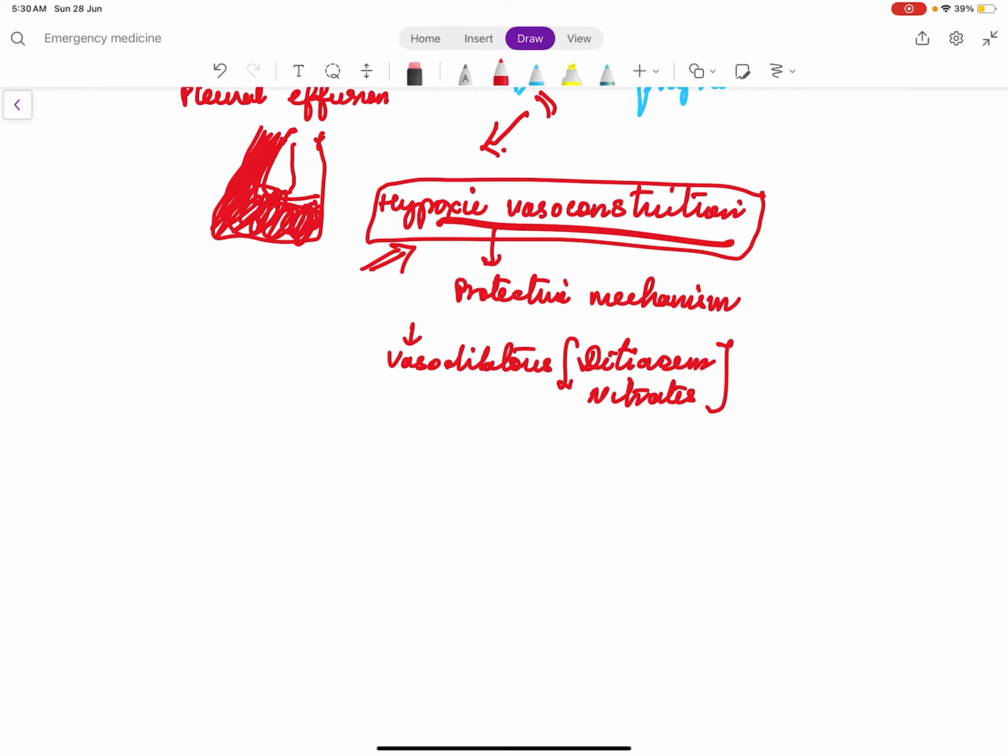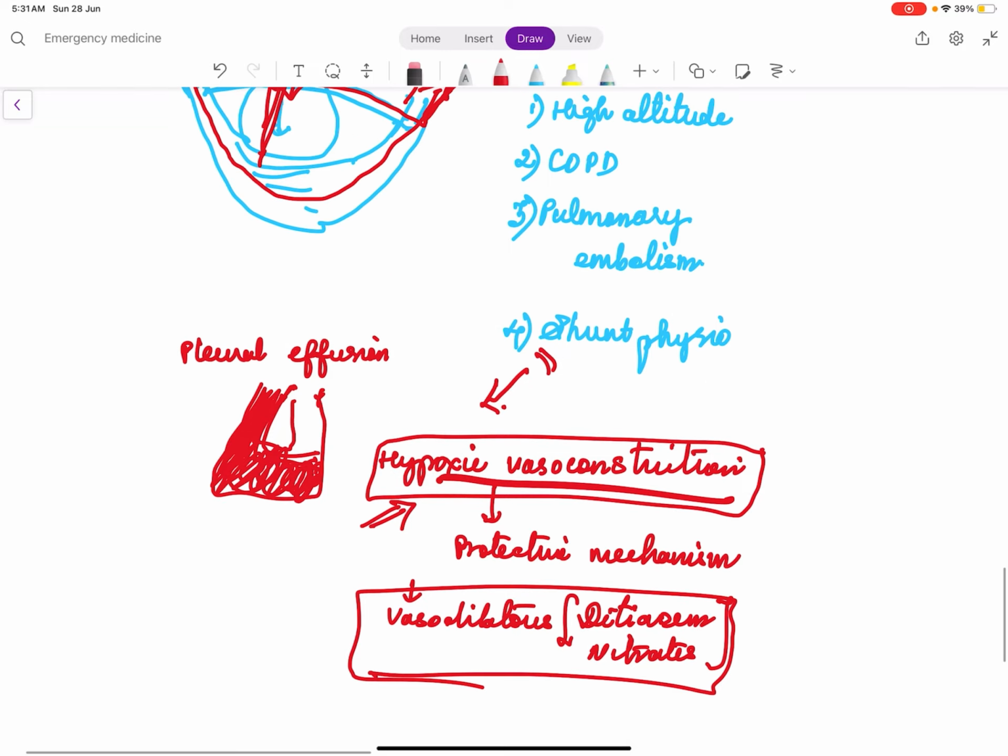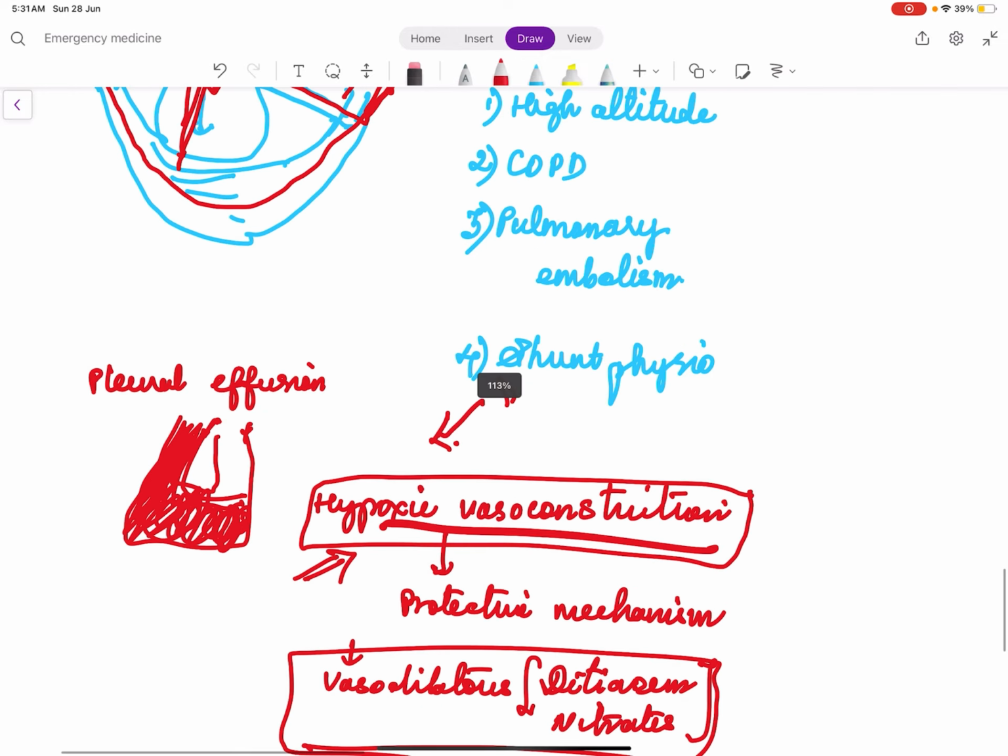If you are giving a vasodilator, what happens? There is a hypoxic vasoconstriction due to lung collapse and pleural effusion, which tries to protect against further shunt formation. But on giving vasodilators, this mechanism is offset. The pulmonary artery opens, and the capillaries get blood flow which is not oxygenated. So the deoxygenated blood directly joins the vein. So it is like a shunt mechanism. So this is one practical place where we see shunt.